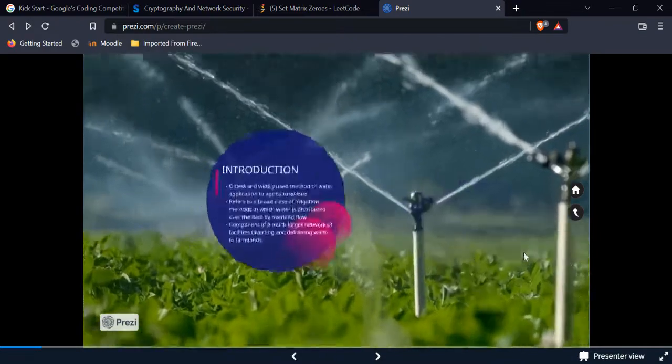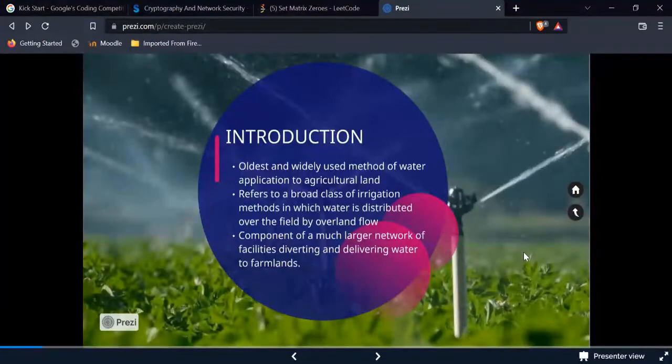First, let us see about the introduction to this topic. Surface irrigation is the oldest and widely used method of water application to agricultural land. The term refers to a broad class of irrigation methods in which water is distributed over the field by overland flow. A flow is introduced at the upper edge of the field, which covers the field gradually.